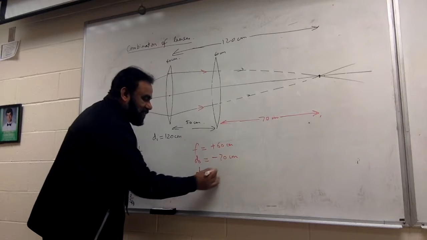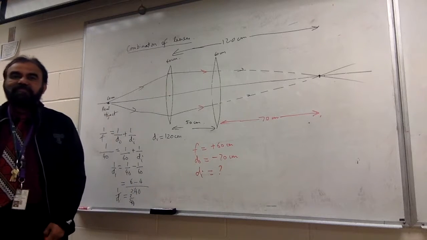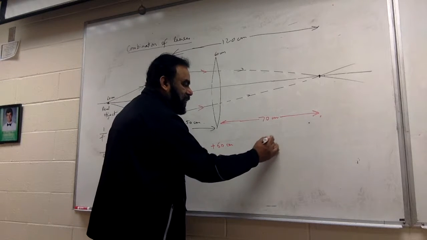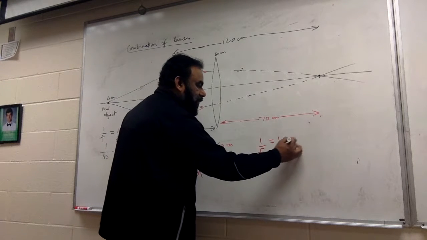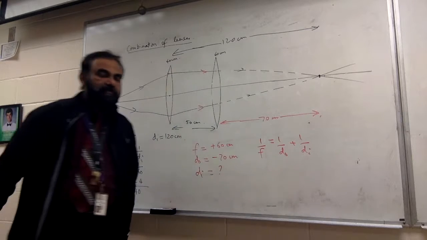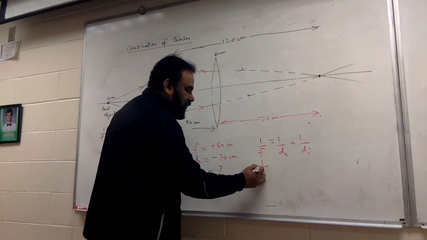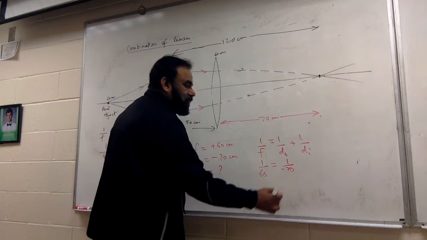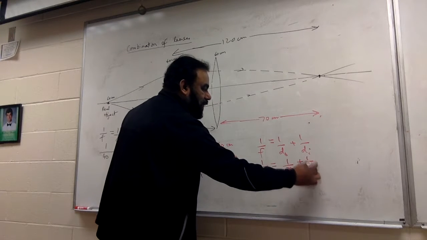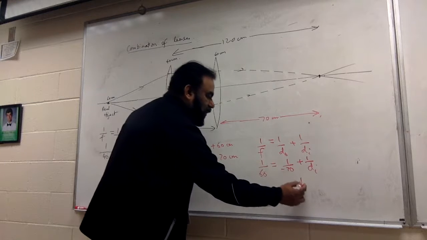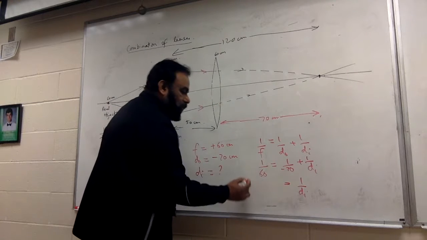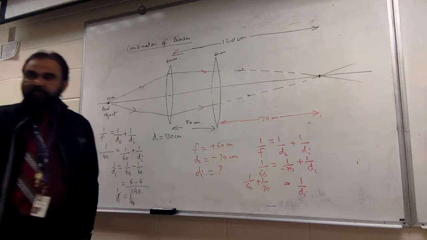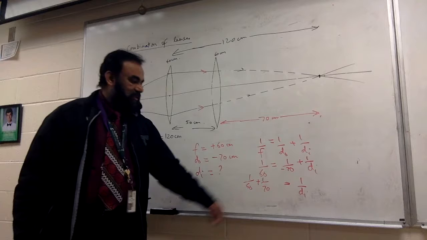Now, question is, what is this? Now you start working with your equation. 1 over f is equal to 1 over dO plus 1 over di. And then just work it out. 1 over 60 is equal to 1 over negative 70 plus 1 over di. So 1 over di is equal to 1 over 60 plus 1 over 70. Because that minus sign comes up here, it's plus.